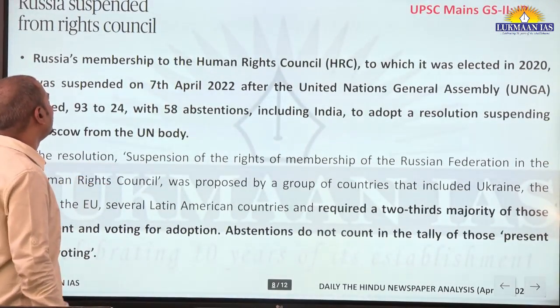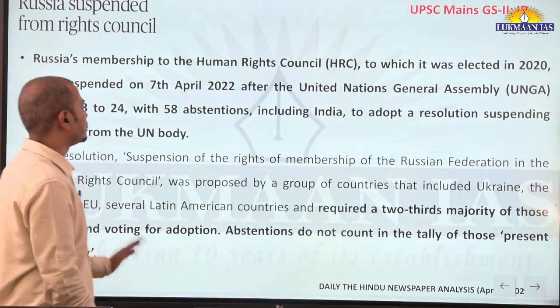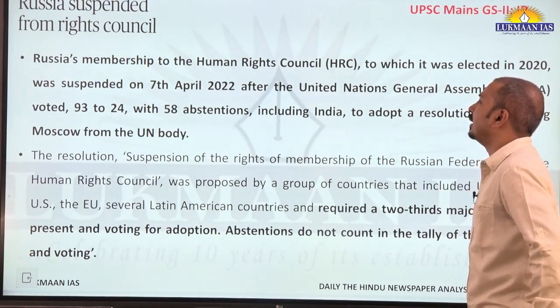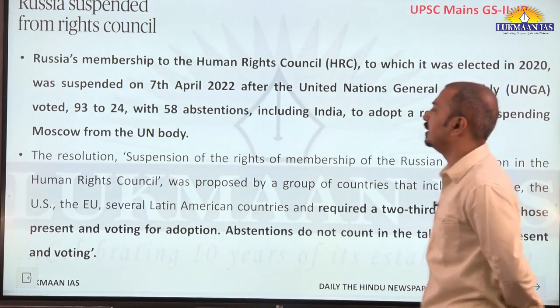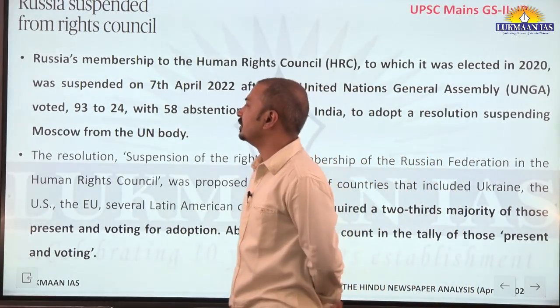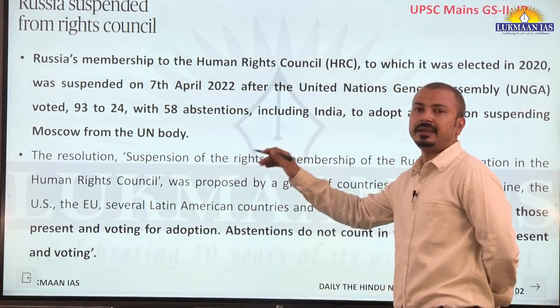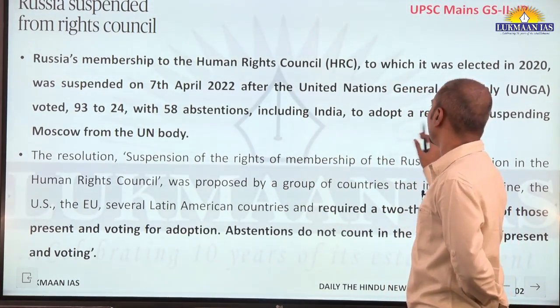Russia suspended from the Human Rights Council. There was one resolution backed by the US and other countries, including Ukraine, and there was voting in the UNGA, the United Nations General Assembly, which voted in favor of the resolution, 93 to 24. India abstained, with 58 abstentions including India, on adopting the resolution.